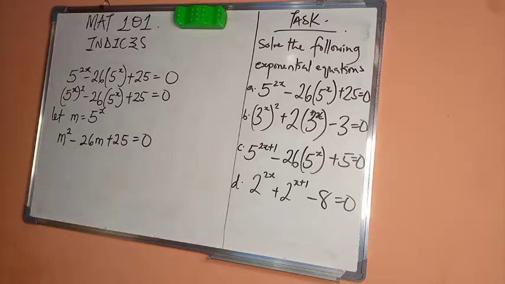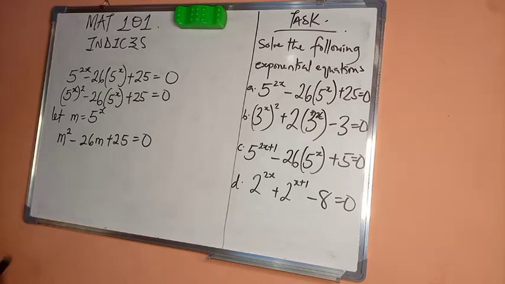I think this looks familiar now. This looks more like just a quadratic equation. So all you need to do now is solve for m. After getting your values for m, you can now get a value for x.